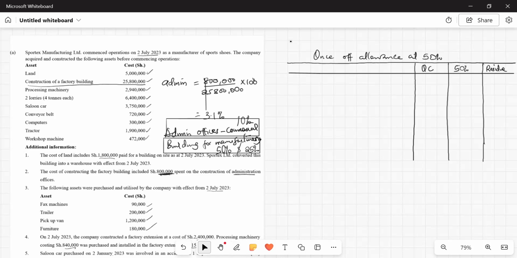So here we're going to have factory building. And factory building is the qualifying cost, 25,800,000. Calculate 50% of that. Can you calculate 50%? 12,900,000. Residue for straight line method, which is remaining, is 12,900,000.